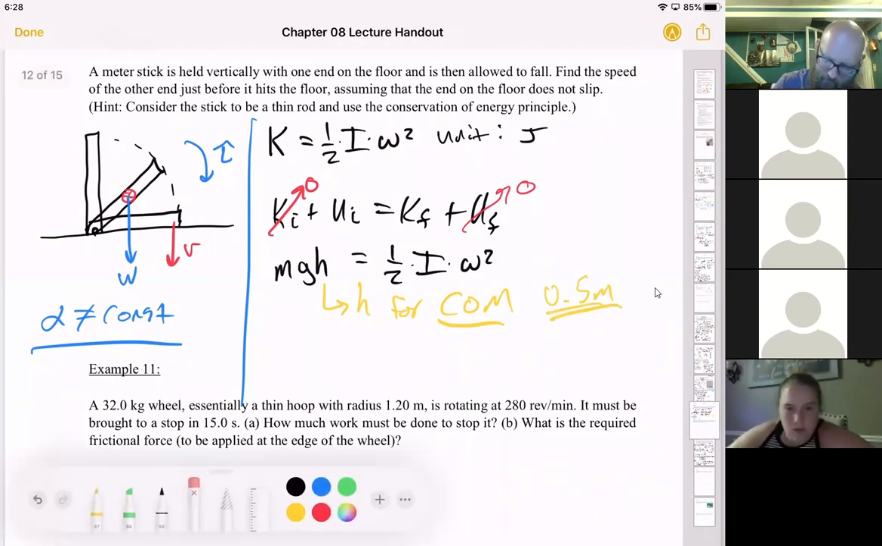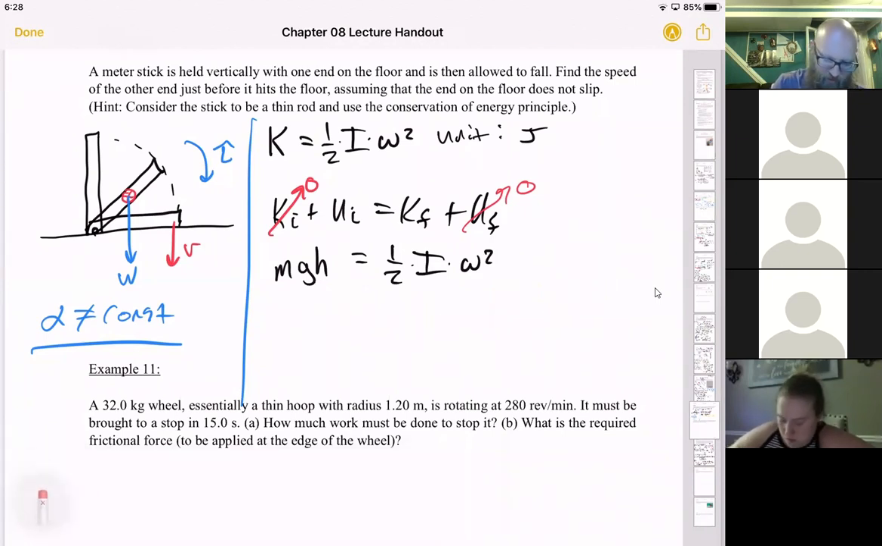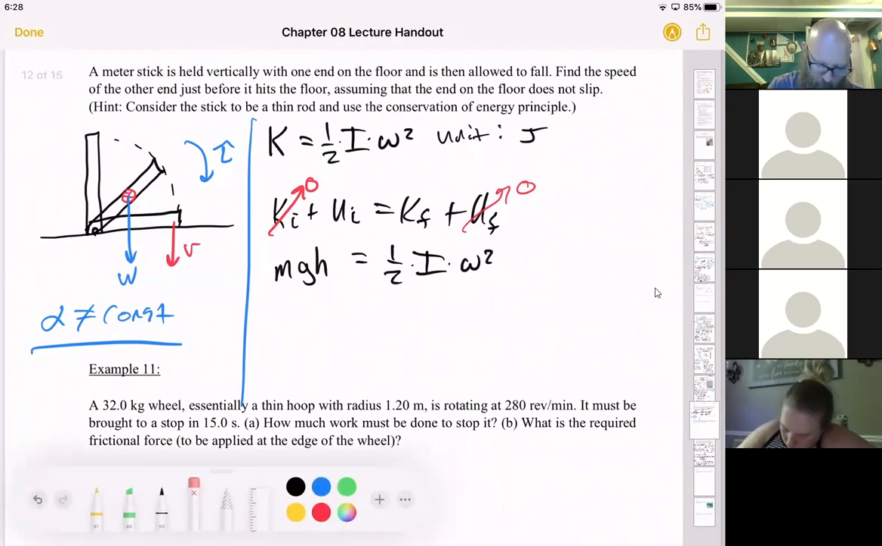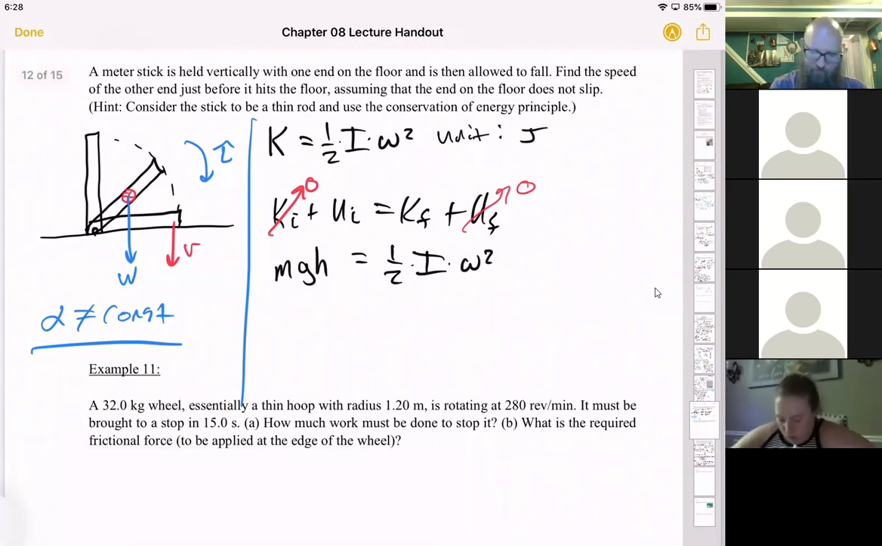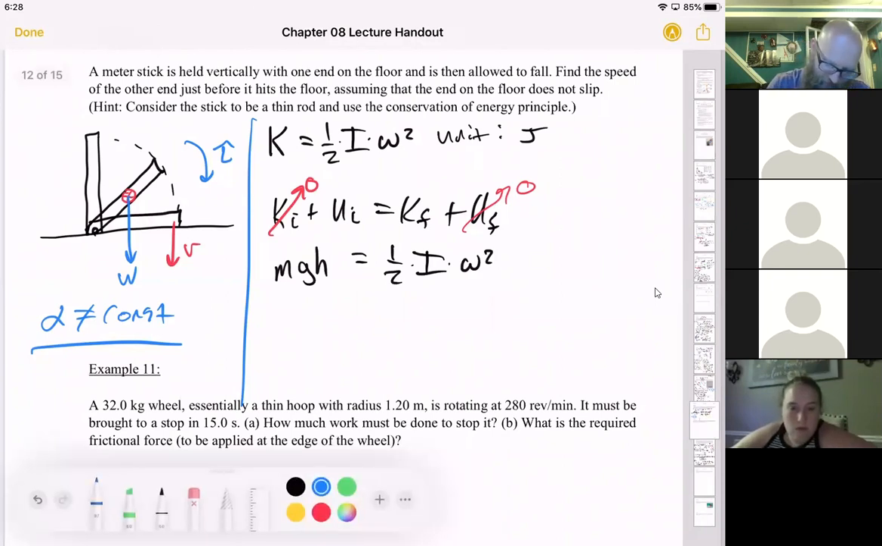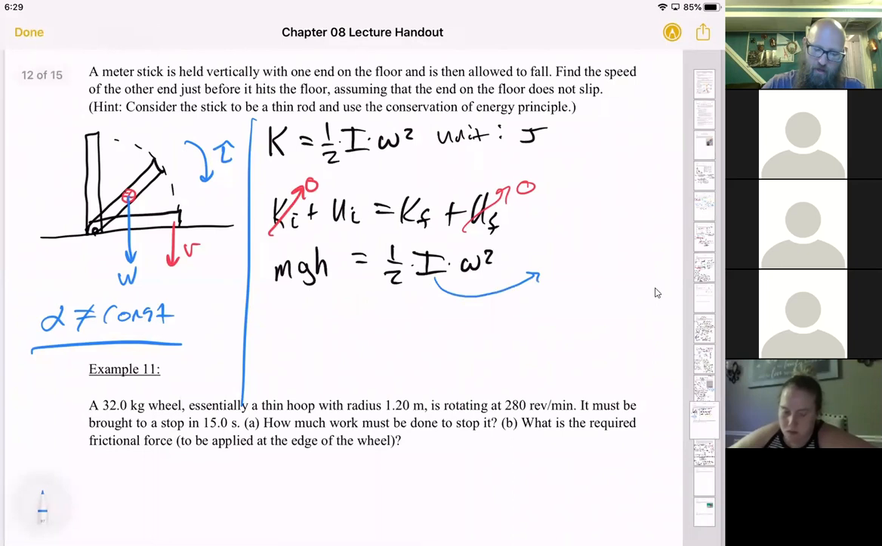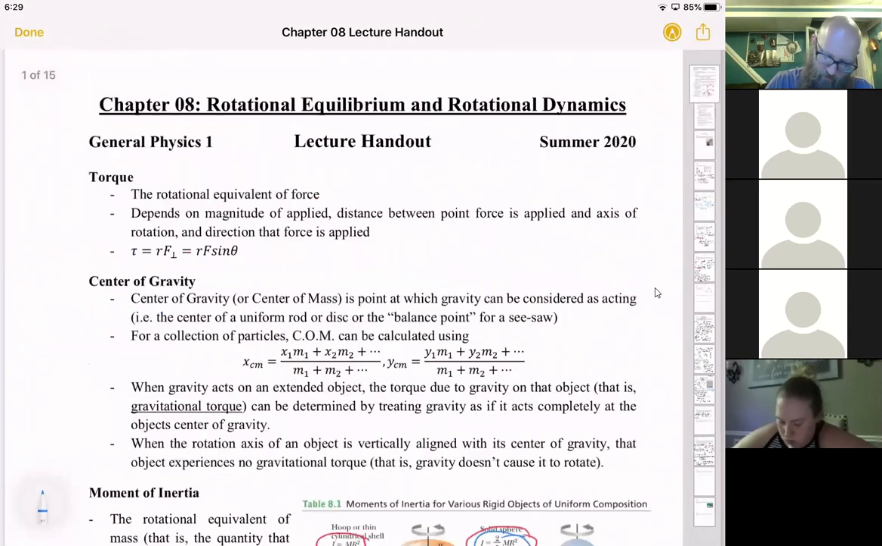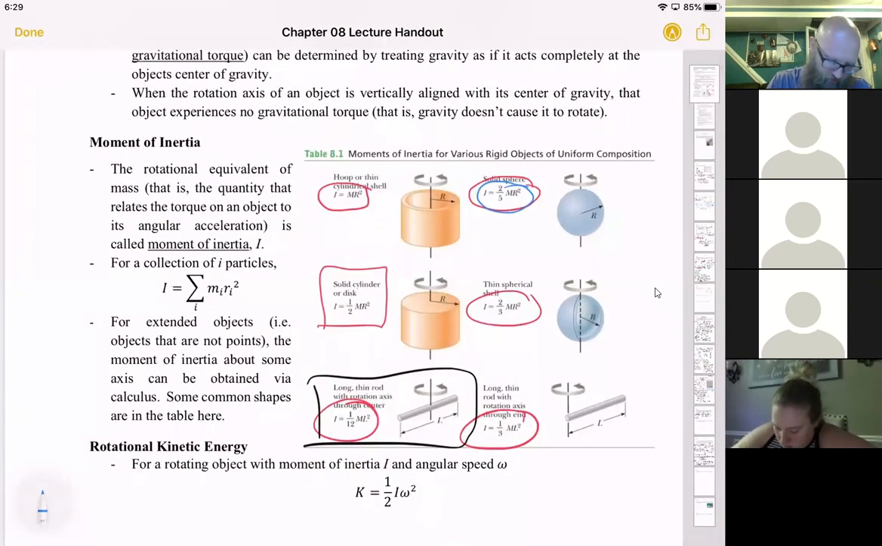So at this point, we can just plug in. Or can we? Because what is I? Let's use a different color. What is I? Well, I is the moment of inertia for this thing, and this is a rod about its end, right? So that is this one: a thin, long rod with rotational axis through its end. So it's 1/3 ml squared. So that's what we're going to use here.